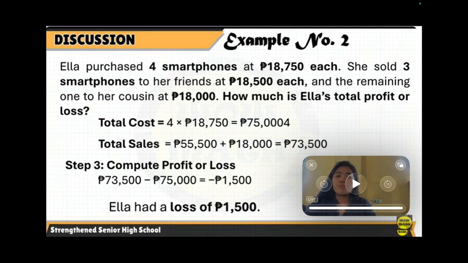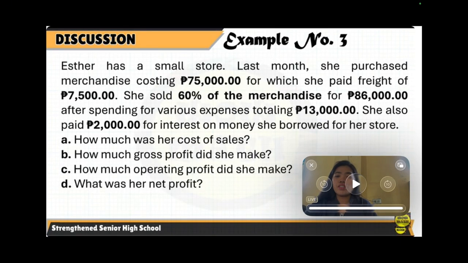Okay, so meaning the total sales is smaller or lesser than total cost. Now let us proceed to example number 3. Esther has a small store. Last month, she purchased merchandise costing 75,000 pesos, for which she paid freight at 7,500 pesos. She sold 60% of the merchandise for 86,000 pesos after spending for various expenses totaling 13,000 pesos. She also paid 2,000 pesos for interest on money she borrowed for her store.